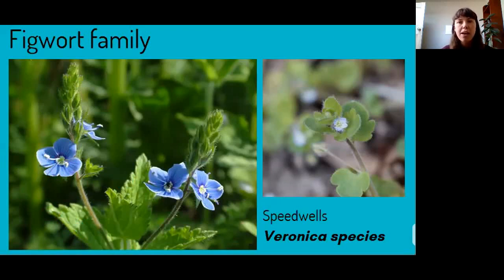Speedwells belong to the figwort family, and within that, the genus Veronica. So if you see a flower of this colour and shape, it's very likely to be a species of Veronica. Speedwell species you are likely to encounter include the Germander Speedwell, Veronica chamaedrys, I'm trying to read that one out. It has bright blue flowers with a white eye and grows up to 20 centimetres tall. It's got a hairy stem and it flowers from around March.